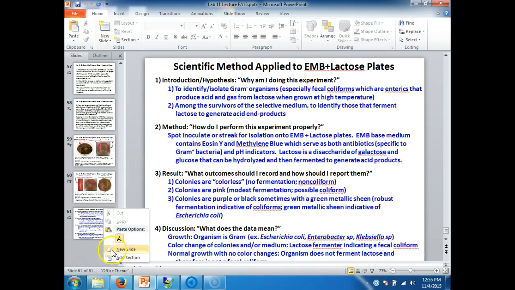Trying to click there and it's not letting me click.